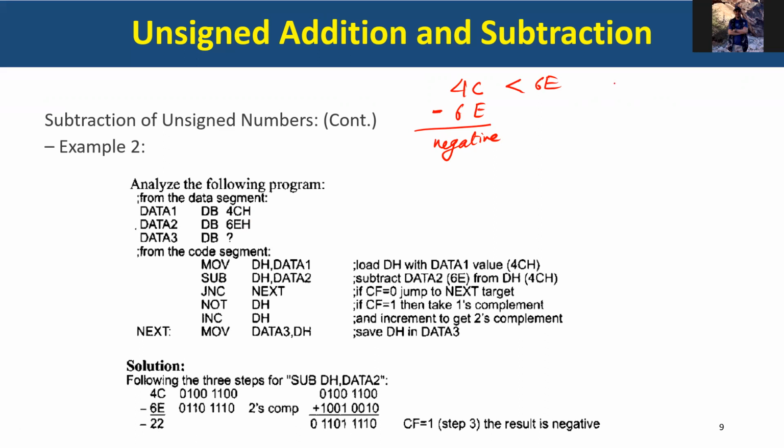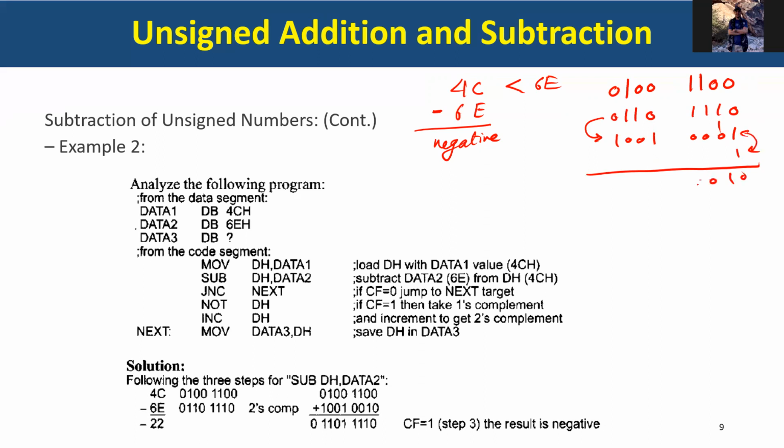So let's do it. So 4C, 4 is 0, 1, 0, 0. C is 1, 1, 0, 0. C is 12. And 6E, first 6 is 0, 1, 1, 0, and E is 1, 1, 1, 0. We're going to take the 2's complement of that guy. So you invert first. Then you add 1. So 1 plus 1 is 0, and we have 1.